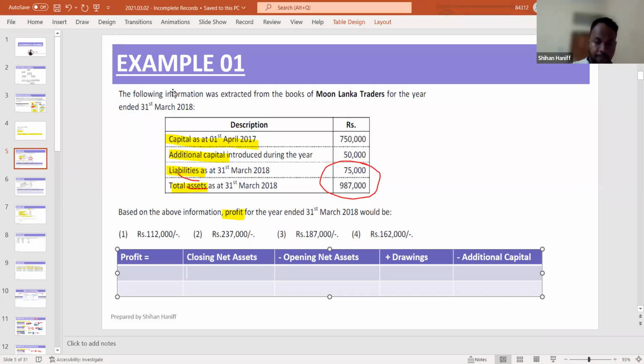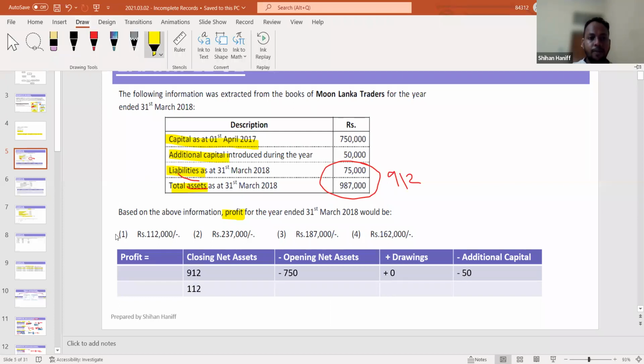987 minus 75, 912 is the closing capital. Minus opening capital of 750, plus there are no drawings, additional capital is 50. So the profit will be 912 minus 750 minus 50, which is 112,000. So the answer is 112,000.